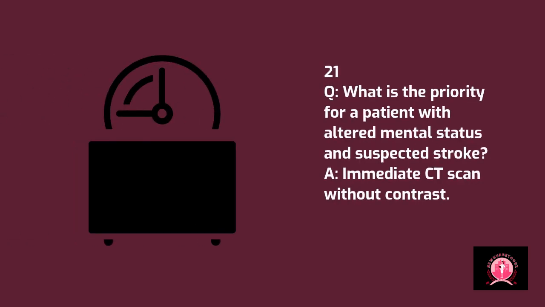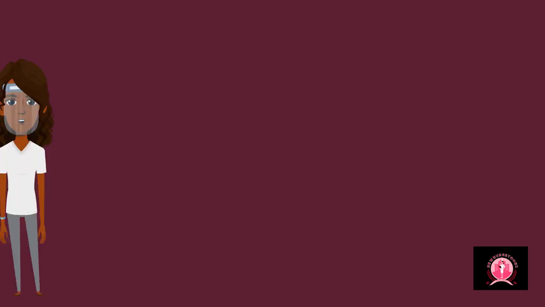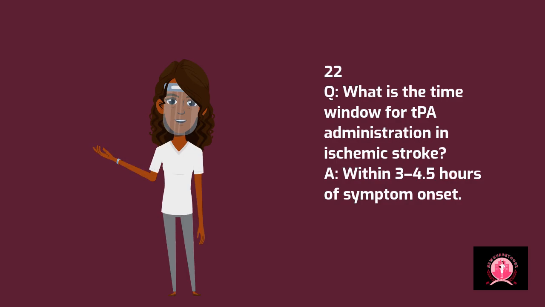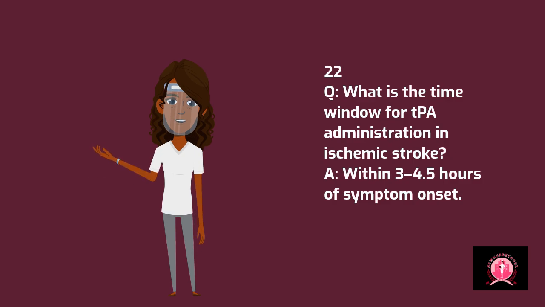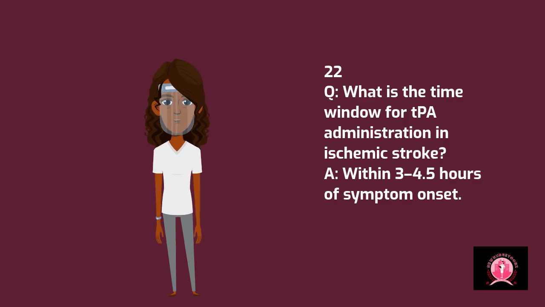21Q. What is the priority for a patient with altered mental status and suspected stroke? A. Immediate CT scan without contrast. 22Q. What is the time window for TPA administration in ischemic stroke? A. Within 3 to 4.5 hours of symptom onset.